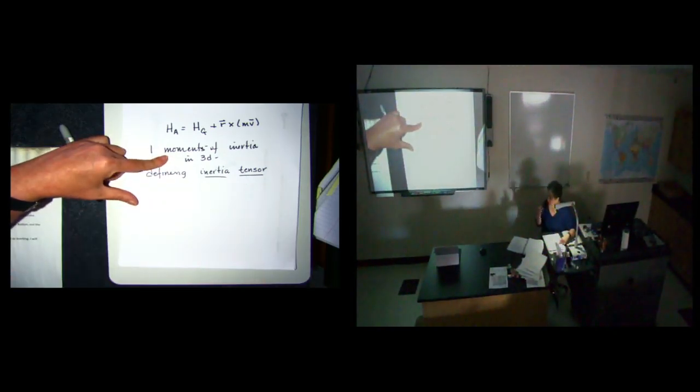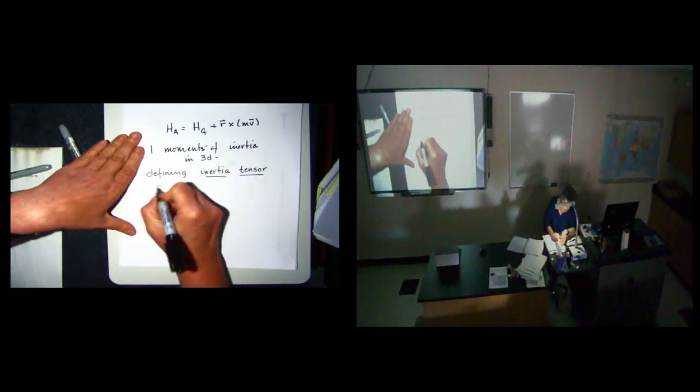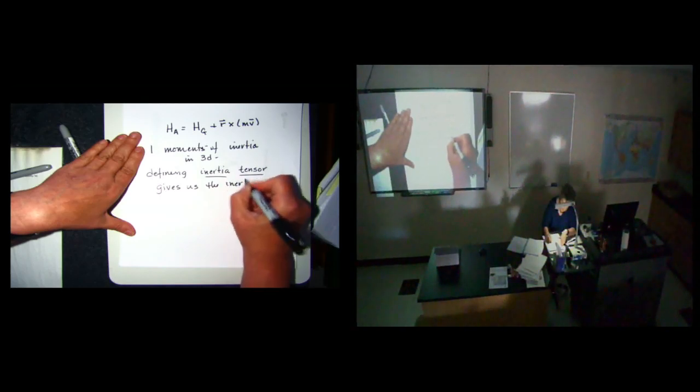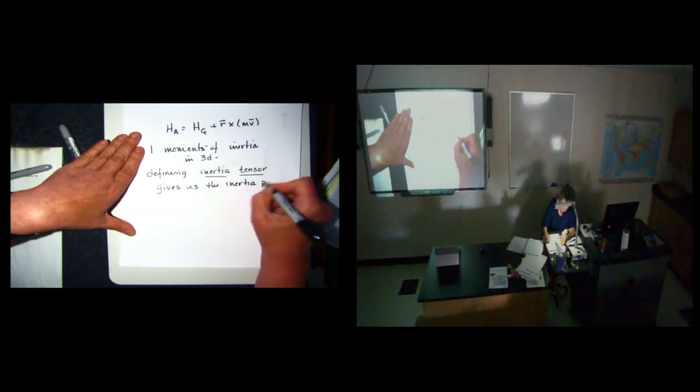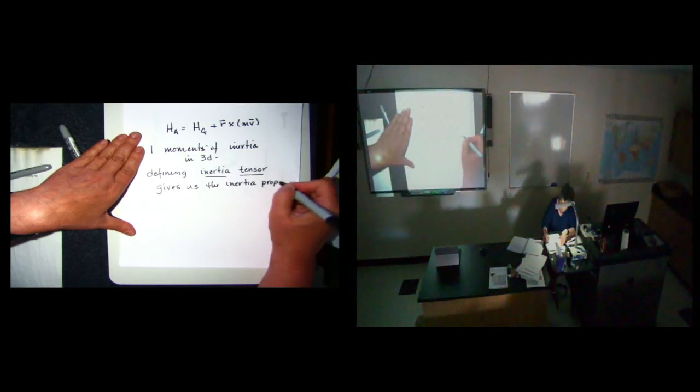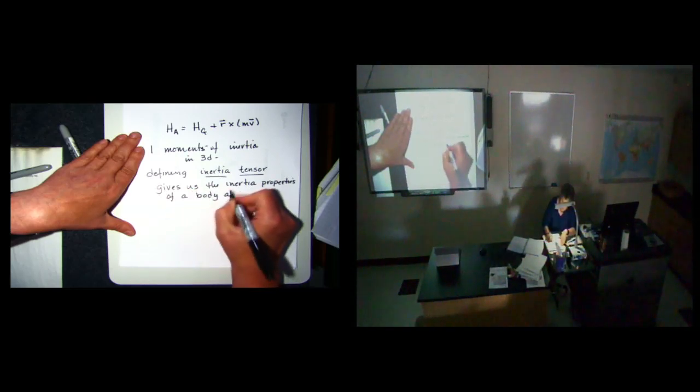So we end up defining this inertia tensor, and the inertia tensor fundamentally gives us the inertia properties of a body about point O.